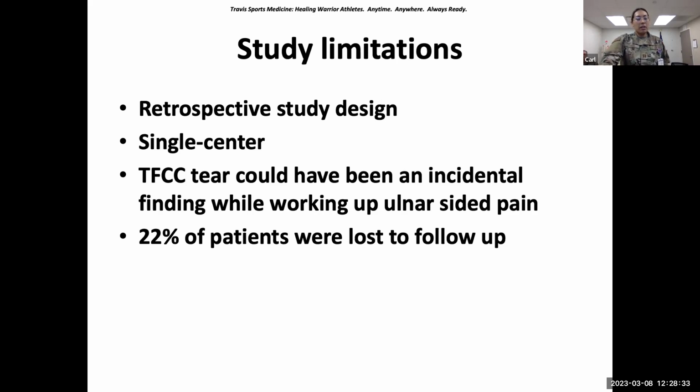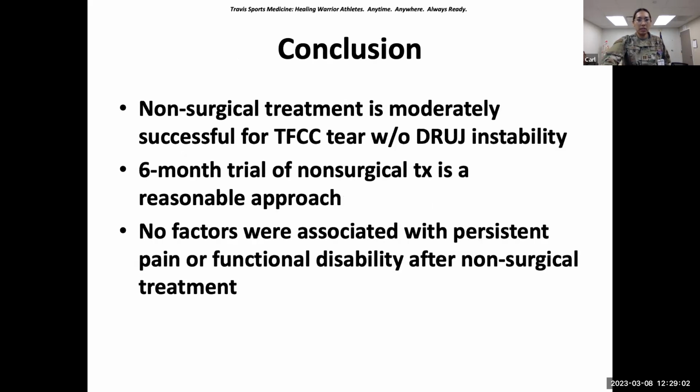And then they thought that maybe the finding of TFCC tears on imaging might have been an incidental finding when doing an MRI or CT. Although they did use all the diagnostic criteria we talked about in the beginning to kind of decrease this risk. And then they had 22% of patients lost to follow-up, which is kind of a lot of patients, which offers some transfer bias.